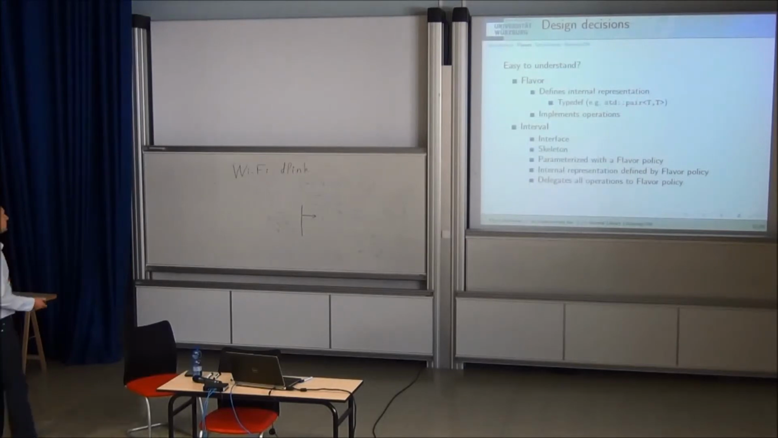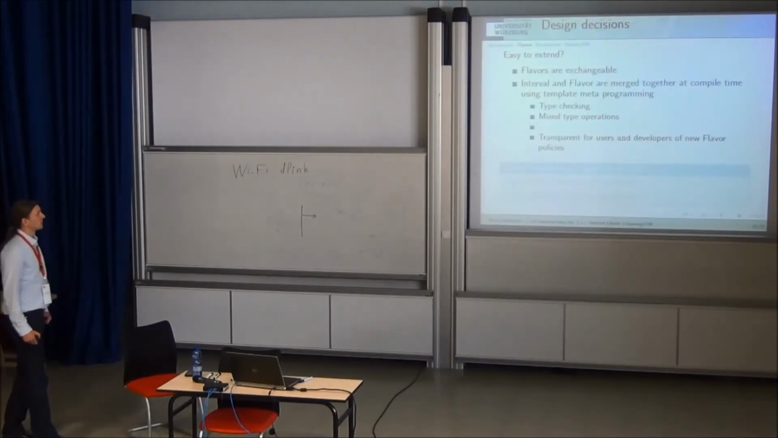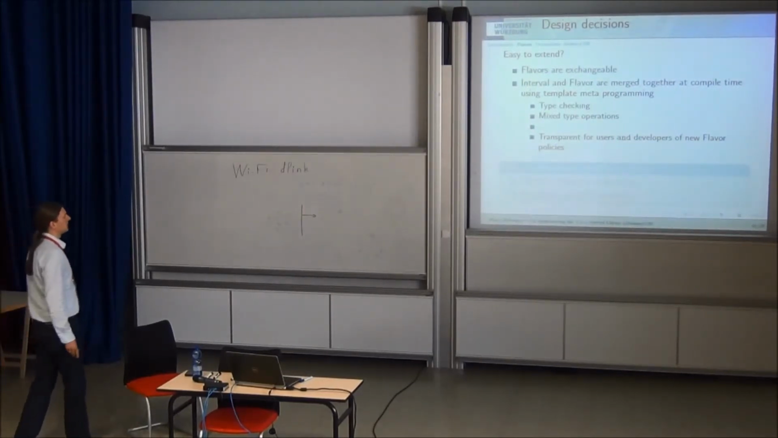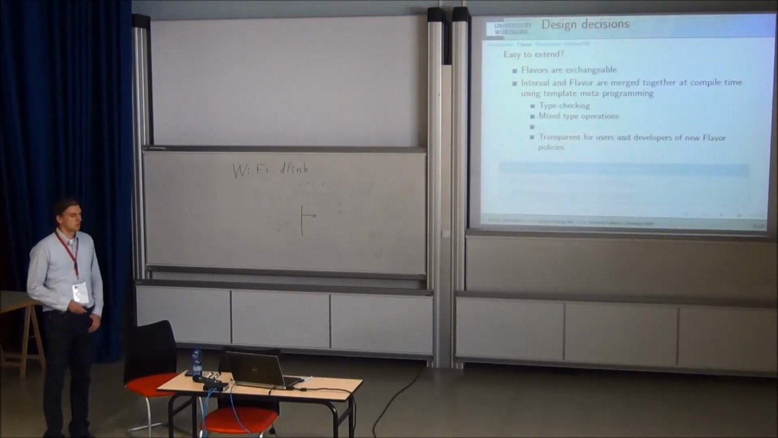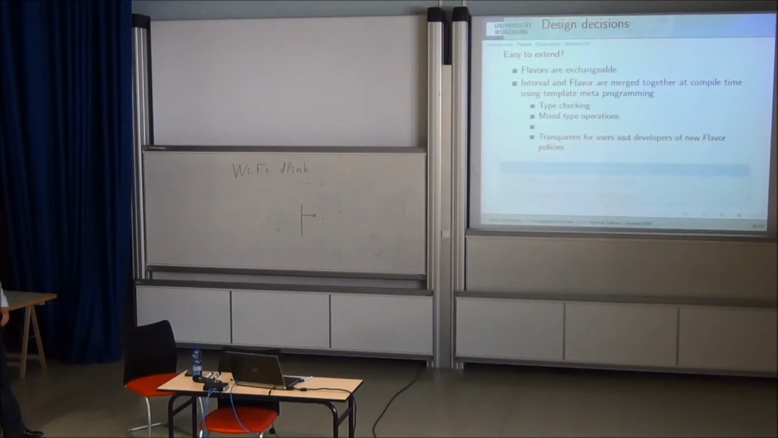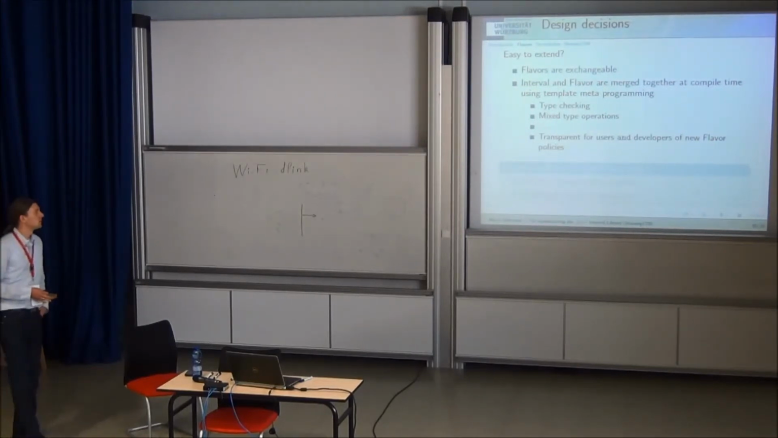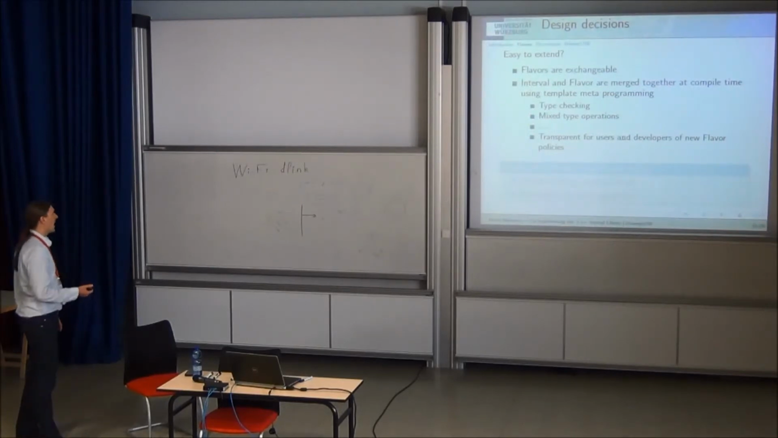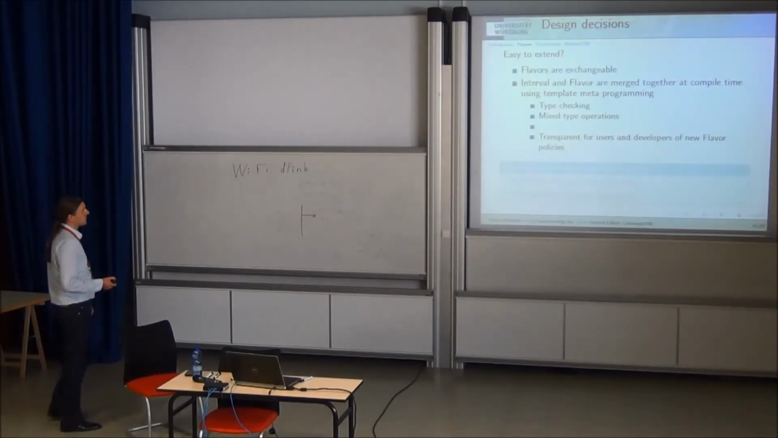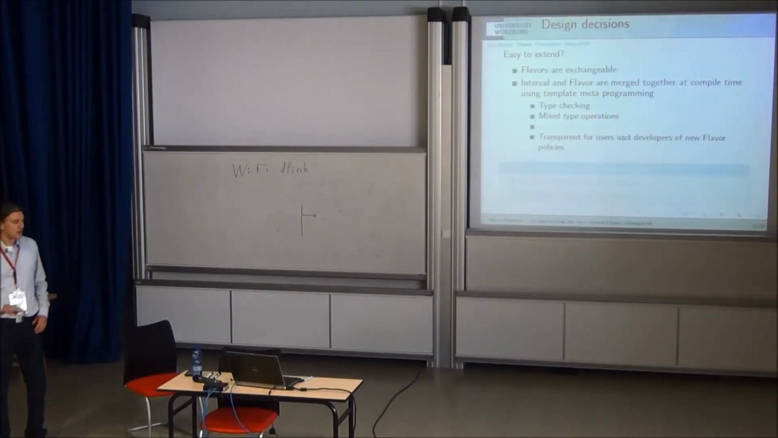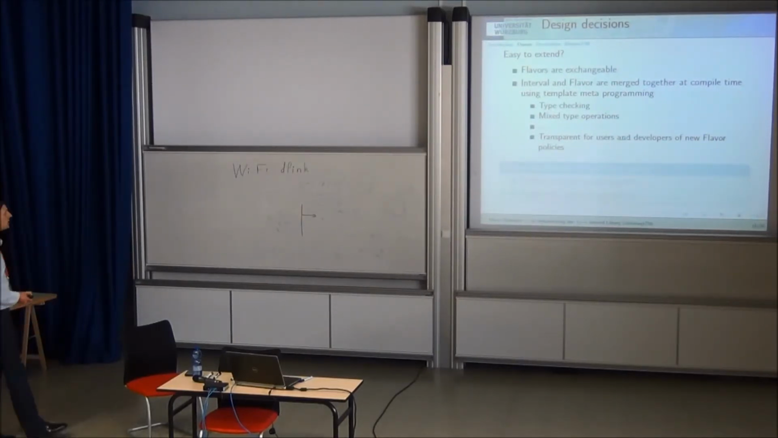So it's easy to extend because the flavors are exchangeable. The interval class only uses things from the flavor, and you can exchange everything. And the intervals and the flavors are then merged together at compile time using template metaprogramming. So it's quite easy, and it's transparent for the user. The user doesn't see it. You only use an interval class, and the other things are done by the compiler.